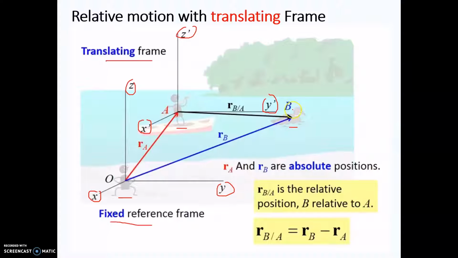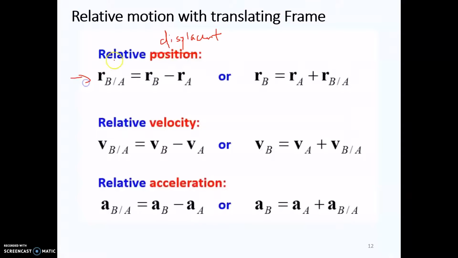If you measure the displacement for the point B with respect to point O, then this displacement is known as absolute displacement. On the other hand, if you measure the point B with respect to A here, then this displacement is called the relative displacement of point B with respect to point A. By using the head-to-tail method, RA plus RB/A is equal to RB. Then your RB/A is equal to RB minus RA. So this is your relative displacement.